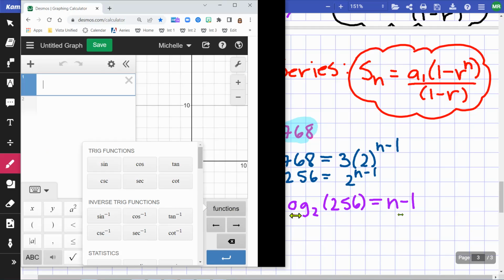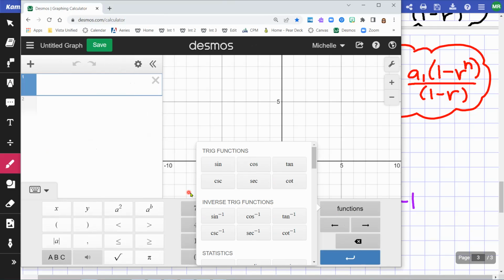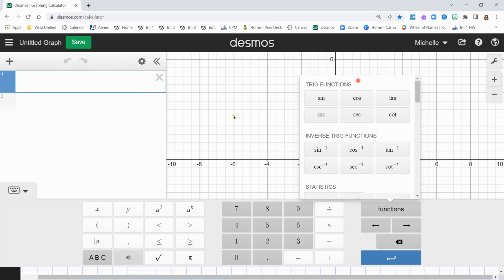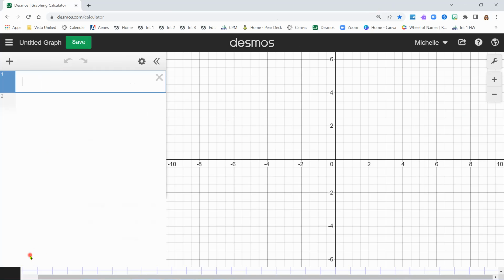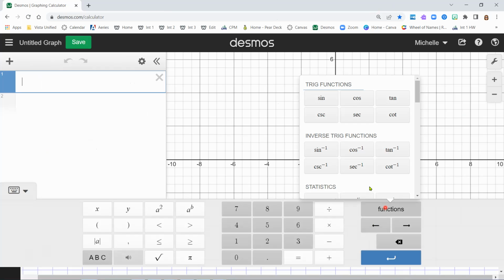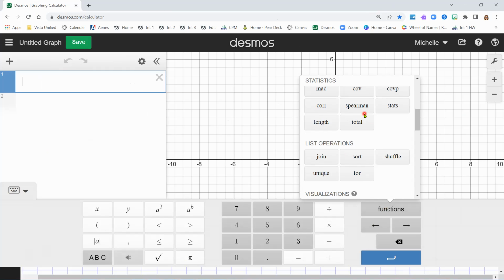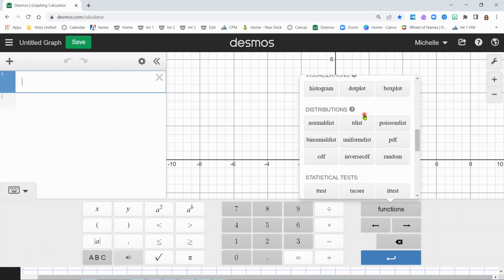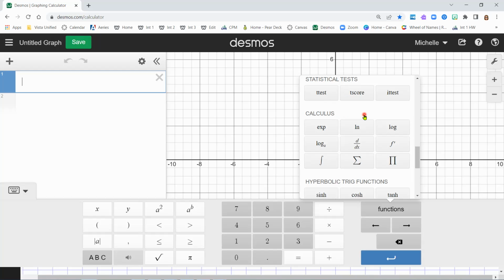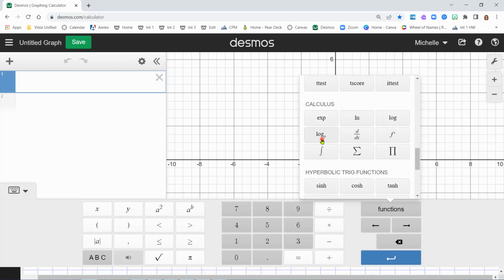Let me just make this a little bigger. Come here to functions. Try it again. Come here to functions. And you can scroll through here and see that you do have logarithms right here. You can come here and get this log.